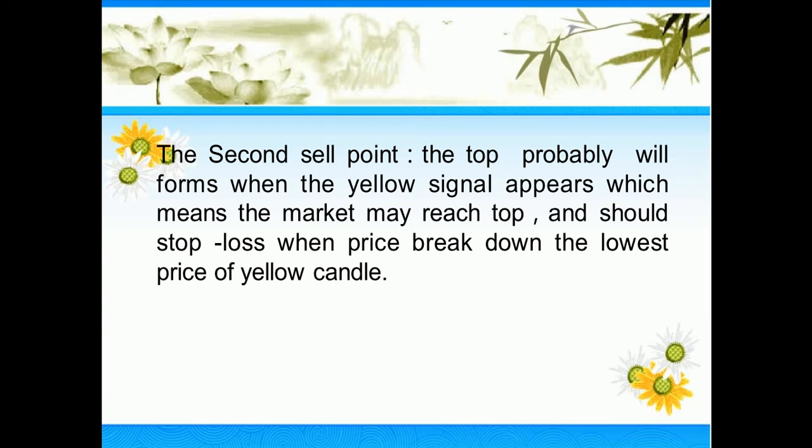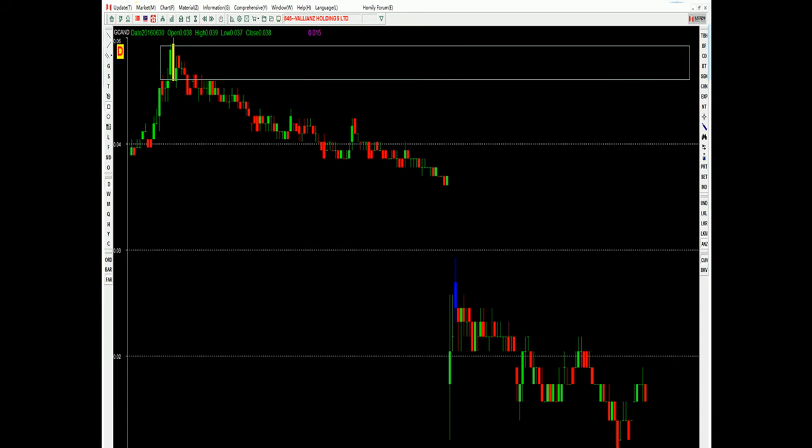The second sell point. The top probability will form when the yellow signal appears, which means the market may reach a top and you should stop loss when price breaks down the lowest price of the yellow candle. Okay. So we see here, this is the yellow candlestick, right? Yellow candlestick appears. We should prepare for selling. But you can see the next day, the closing price is higher or lower. Wait, okay? Fall below the yellow candlestick, sell or not? Sell quickly, okay? So it's very important.